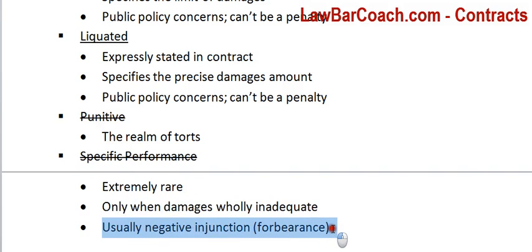Although a specific performance that is more common is a negative injunction, a forbearance, preventing somebody from doing something, as opposed to making them. So if a rock and roll star makes a contract to perform at a certain place on a certain day, and he breaches, the courts won't force him to perform, but they may prevent him from performing someplace else.